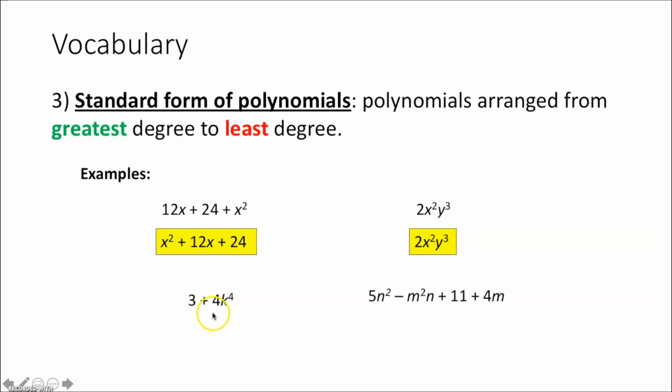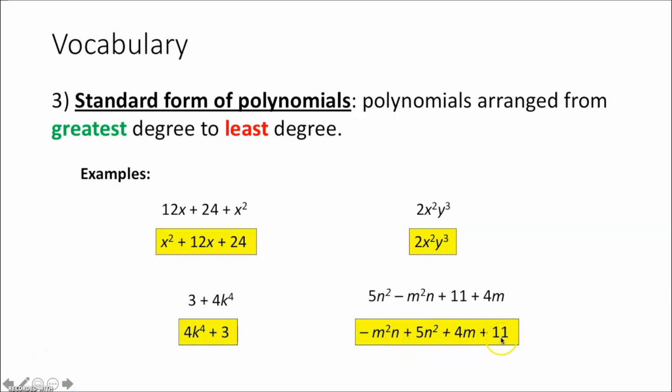Here, greatest degree to least degree. So our greatest degree would be this k to the 4th. Our least degree would be this constant, so you just rearrange those. And then here, we want to go from greatest degree to least degree. So this negative m squared n to the 1st, we said that was our greatest degree. So that's going to go first, followed by 5n squared, followed by our 4m, followed by our 11. Greatest degree to least degree.